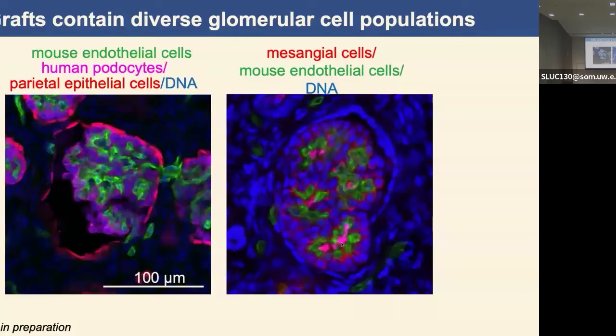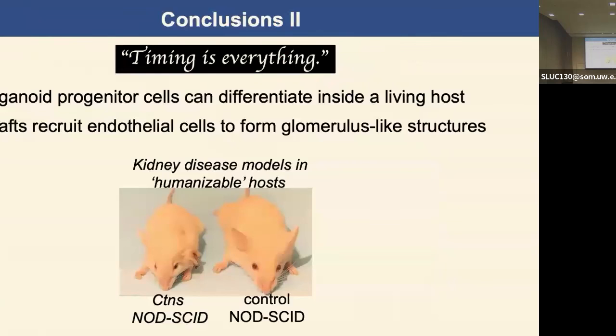So they're forming a mesangial bed, and this is probably necessary for the ability of these endothelial cells to properly invade and create what looks like a glomerular tuft. And it's also rather remarkable that the endothelial cells from the mouse have the ability to do this with human mesangial cells and podocytes and all the other types of progenitor cells that are present. So the second conclusion is that timing is everything. Organoid progenitor cells can indeed differentiate inside a living host. And we observed that these grafts can recruit endothelial cells to form glomerulus-like structures.